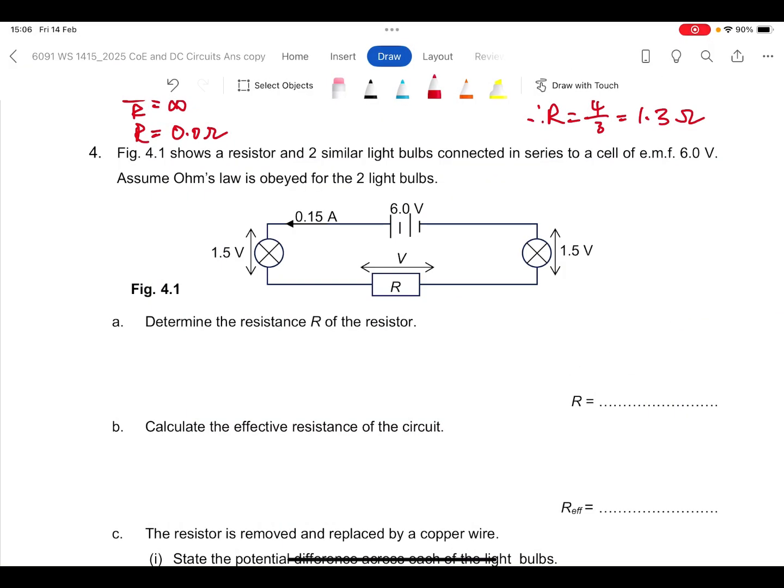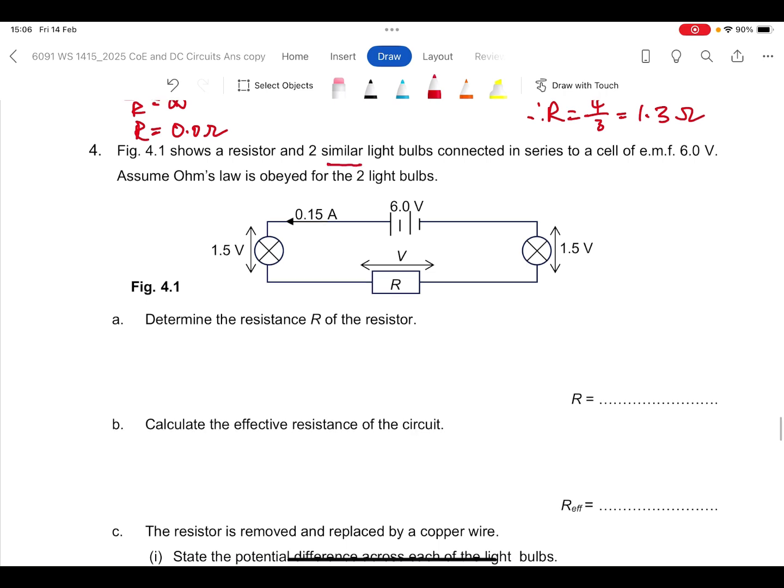Okay, question 4. We are told that there's a resistor and 2 similar light bulbs. That's important, similar light bulbs. That means that the resistance of each of these light bulbs is the same. They are connected in series to an EMF of 6 volts. So determine the resistance of the resistor.